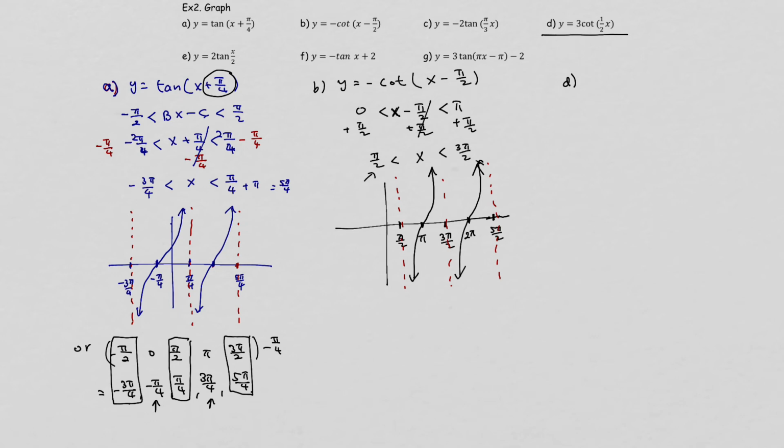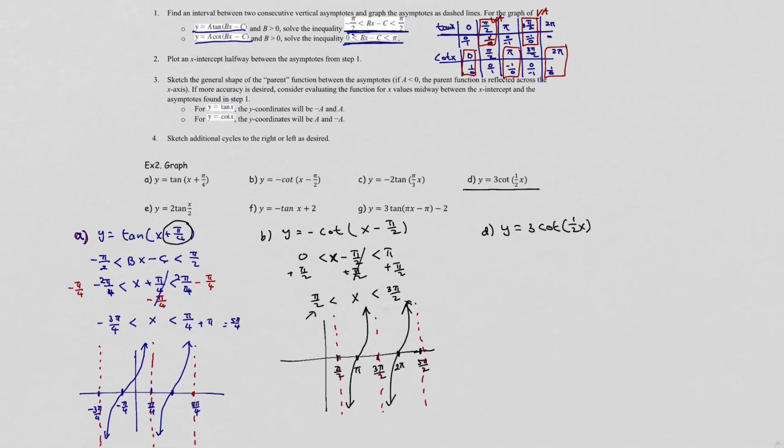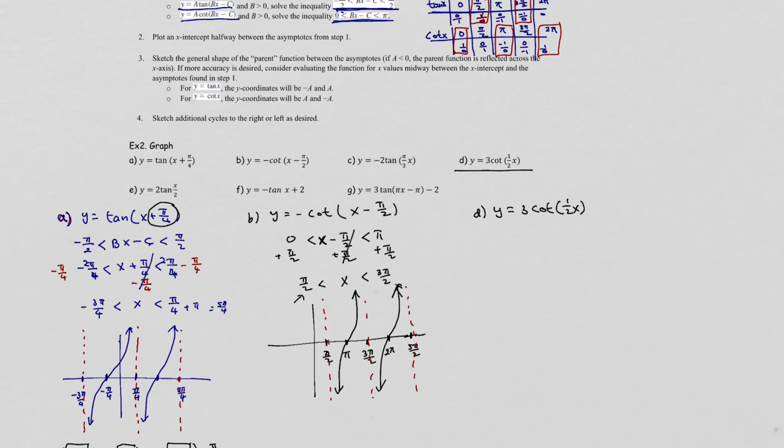So if we look at D, which is y equals 3 cotangent 1/2 x. This time, let's see if we can do it with the table, right? If we're looking at the table right here, the basic table for cotangent starts from 0, pi over 2, pi, 3 pi over 2, and 2 pi. And we know that 0, pi, and 2 pi are the vertical asymptotes, right? So we're going to use that basic.